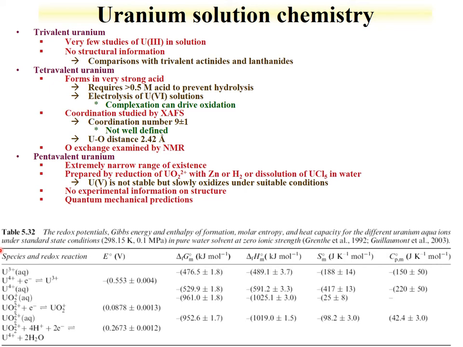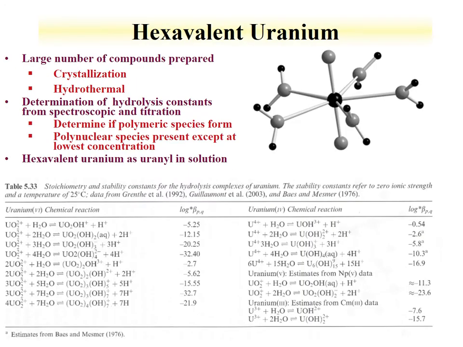The redox potentials, Gibbs free energy, and other thermodynamic data for the different uranium oxidation states is presented here. Uranium-6, hexavalent uranium, is the most common uranium oxidation state in solution. And from solution species, a large number of compounds have been prepared either by crystallization or hydrothermal methods. And the main species of uranium-6 in solution is the uranyl.